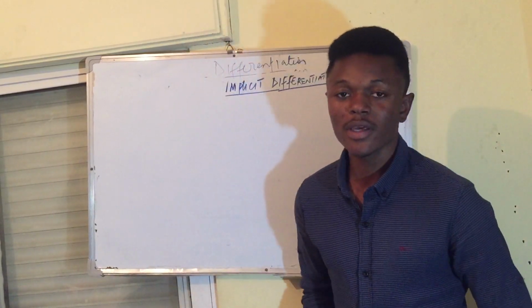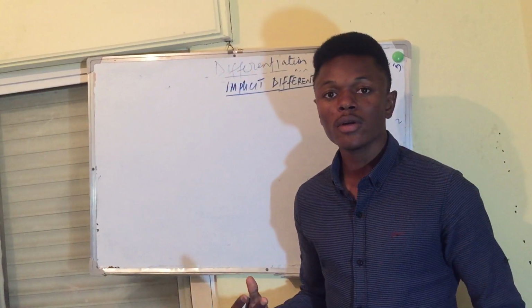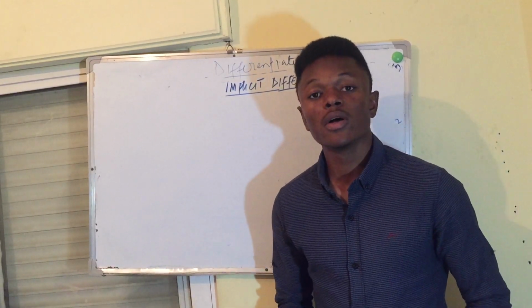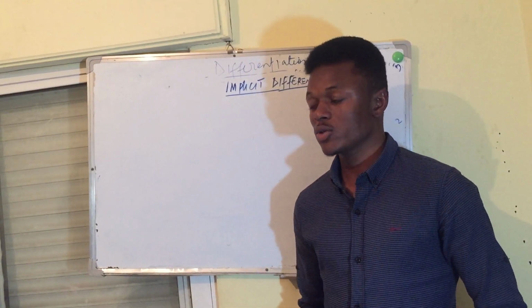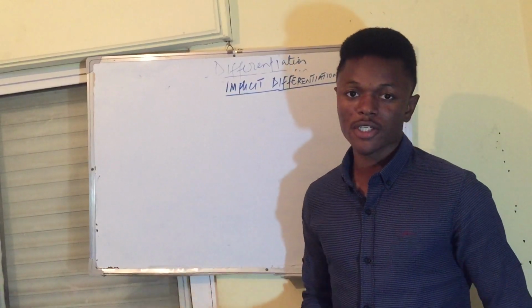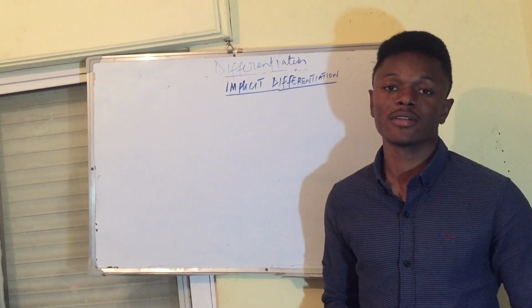Previous videos mun yi quotient rule, product rule, chain rule da sauransu. So za mu yi differentiation implicitly na function.